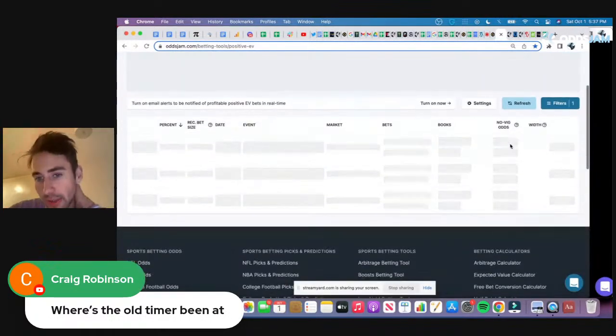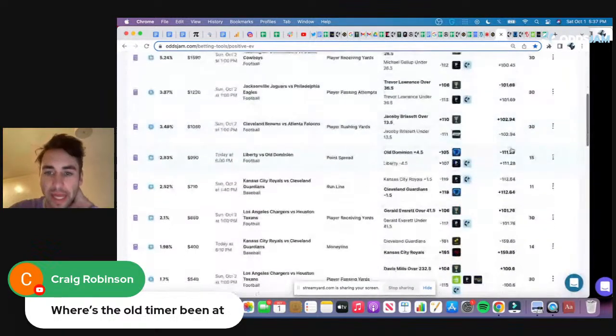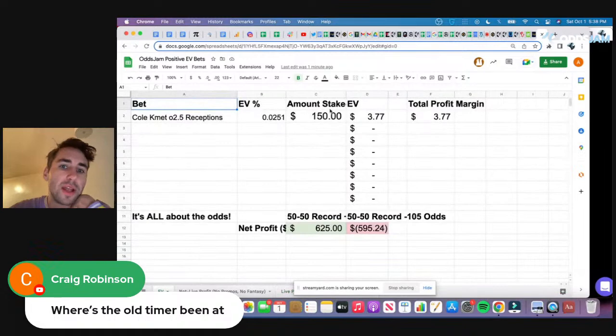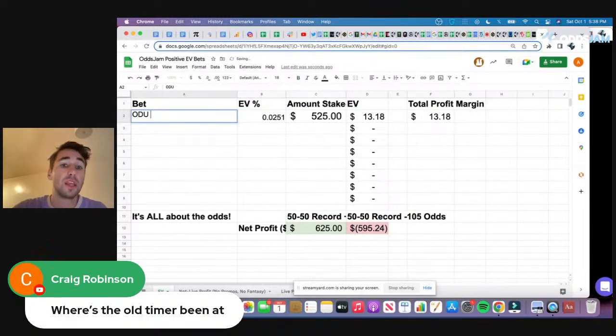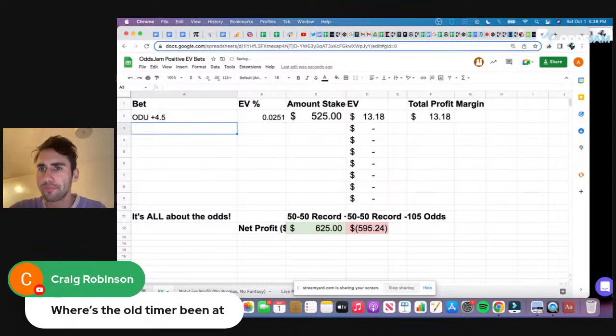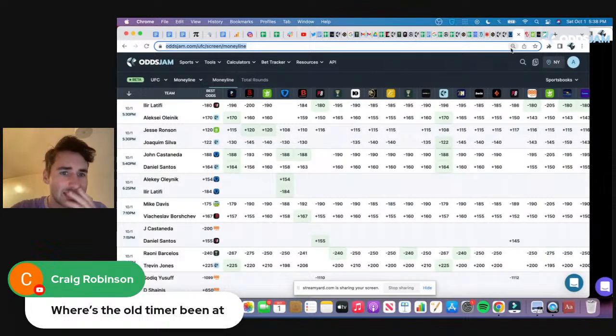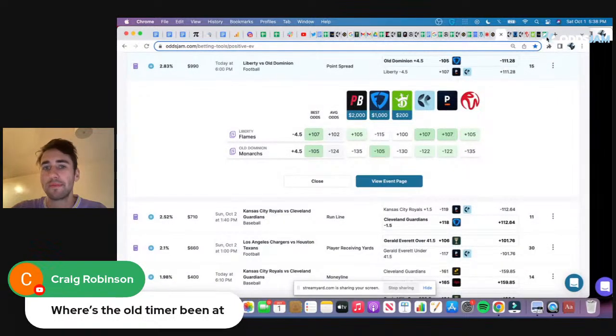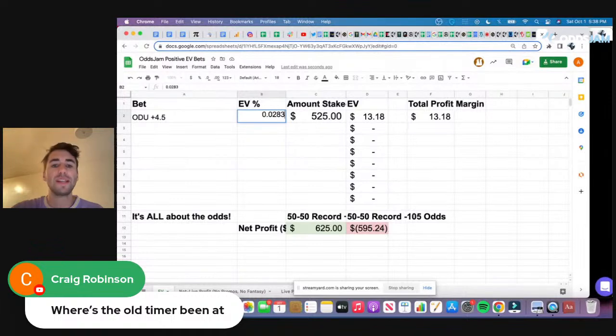And as always, don't hesitate with any questions you have. Any bets like this one are definitely worth locking in. ODU plus 4.5 at minus 105 odds on FanDuel. Pretty high profit margin. We hit it for $525. And this play has a profit margin of 2.83%, right? So our bet is worth, quite simply, mathematically quantified, $14.86 in profit margin in EV.